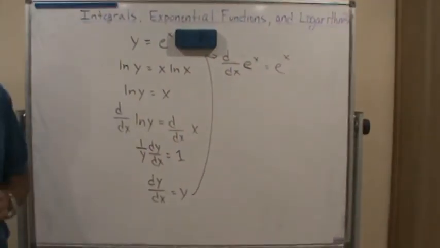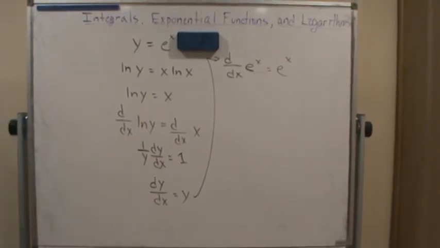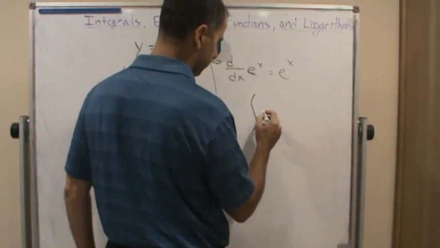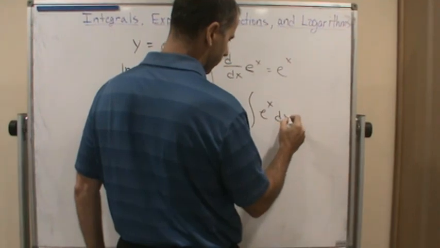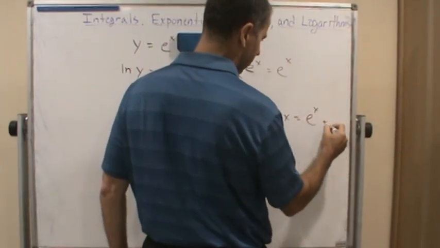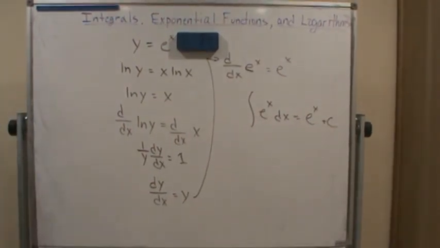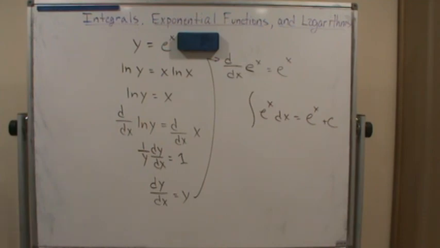Okay, so now that means what happens when we integrate? Well, we're going to get the same thing, except a difference of a constant, right? So now that gives us the integration formula. So when we integrate e to the x, we're going to get e to the x plus some constant. And so let's do some examples.